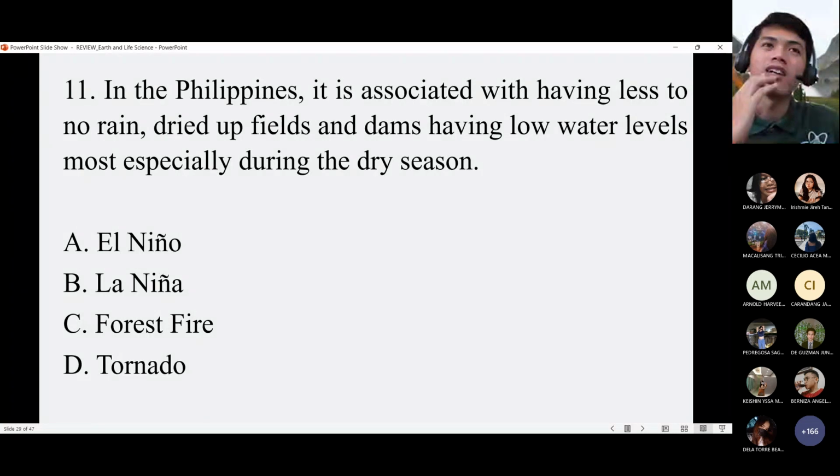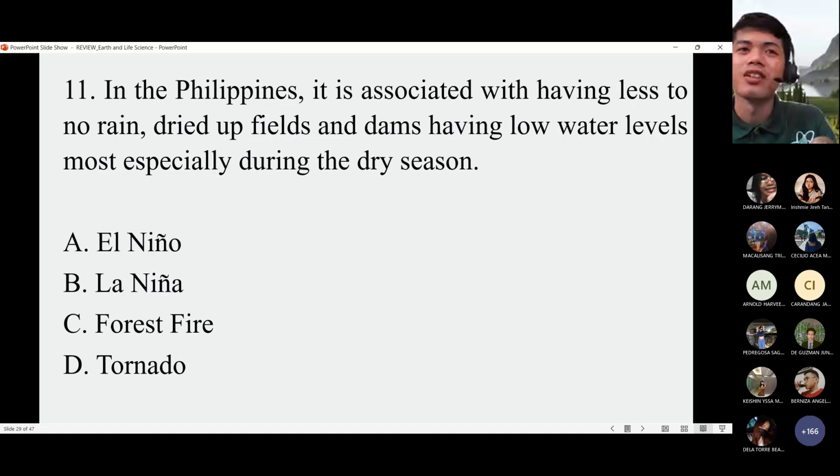First po question is that in the Philippines, it is associated with having less to no rain, dried up fields and dams, having low water levels, most especially during the dry season. Is it El Nino, La Nina, forest fire, tornado? Okay. Ano kaya ang tamang sagot dito? Okay, alam na alam nyo to. Okay, that's letter A. That's correct.